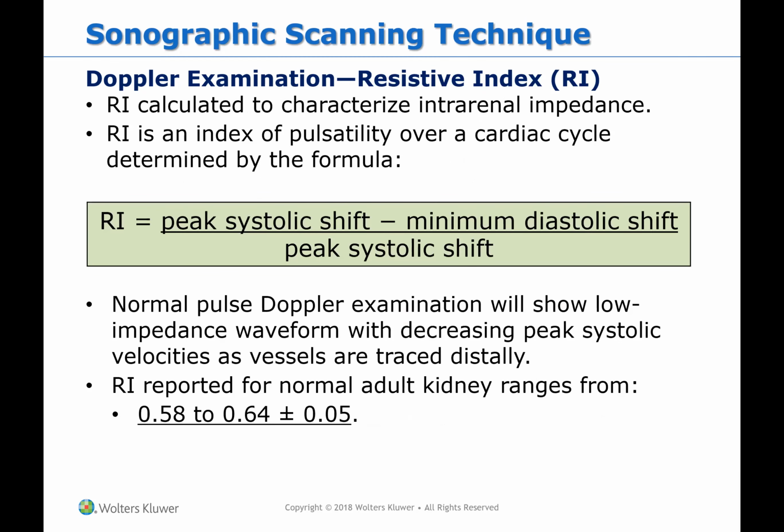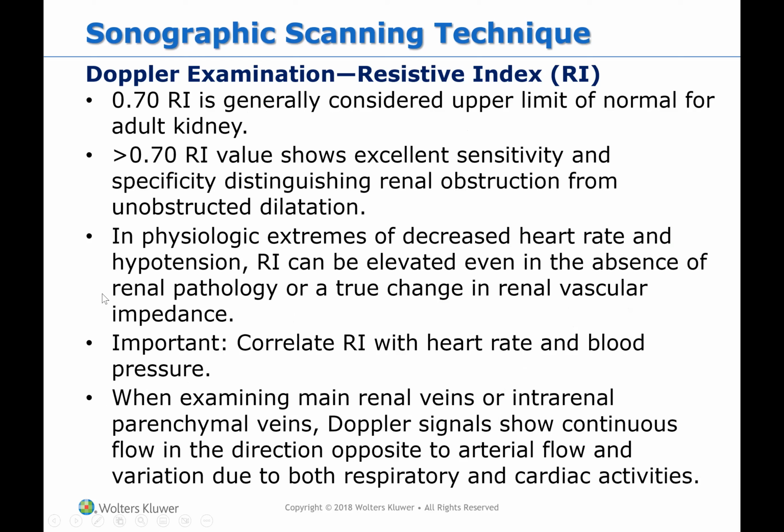So when you're doing this, you're not going to have to come up with the resistive index by yourself, but the computer will come up with an RI. And what you need to know is that an RI of greater than 0.7 could potentially mean there's some kind of stenosis going on. Usually the RI is going to be 0.58 to 0.64. Greater than 0.7 distinguishes renal obstruction from unobstructed dilatation.